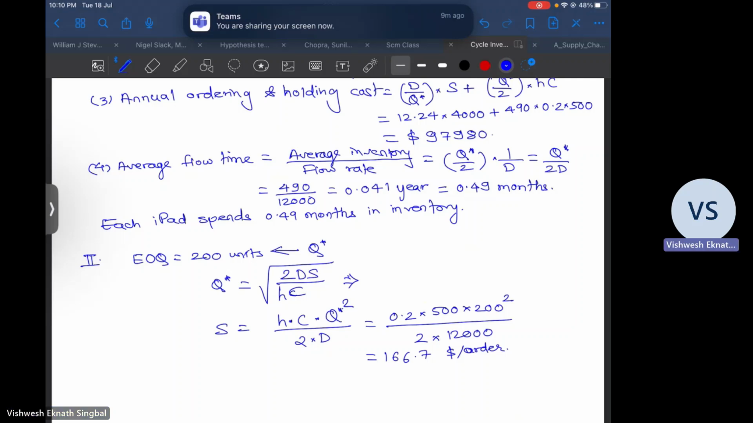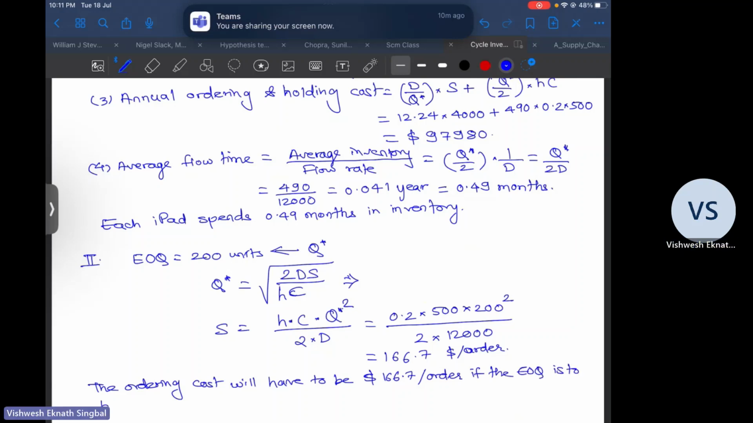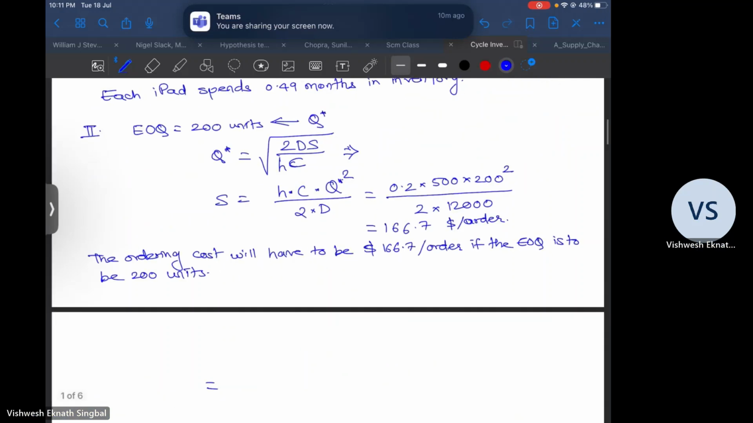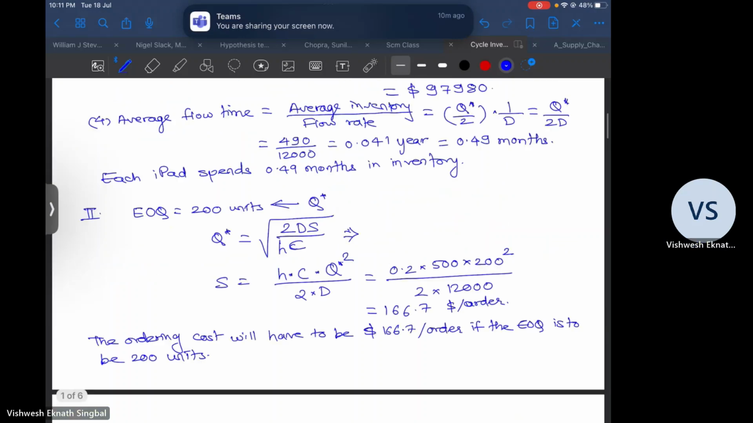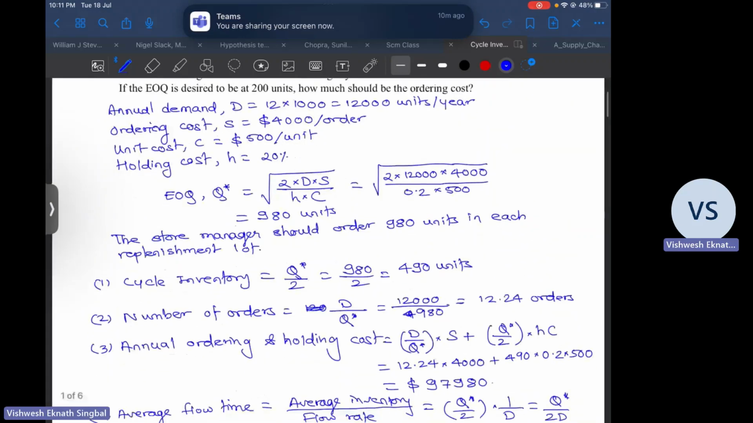So the ordering cost will have to be $166.7 per order if the EOQ is to be 200 units. Okay, right, that is the solution for this problem, right?